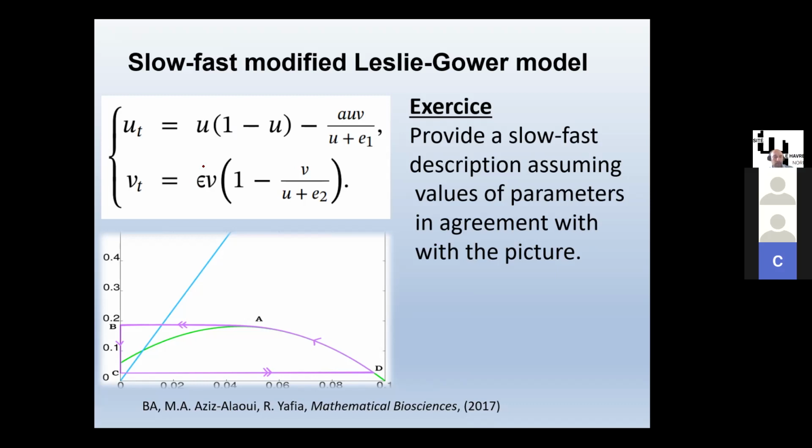So I propose an exercise, but okay, I'm just going to comment on it with you. I recommend you do the details. You have some parameters here. You have three, actually. You have the A, you have E1, and you have E2 and the A, right?